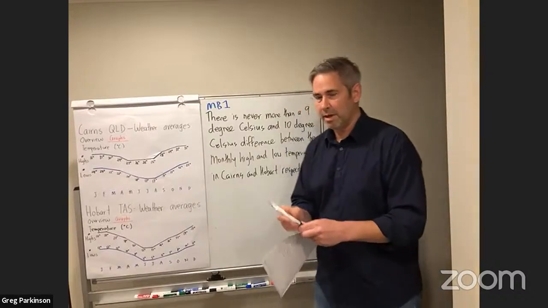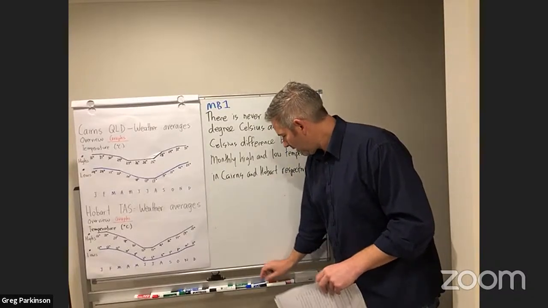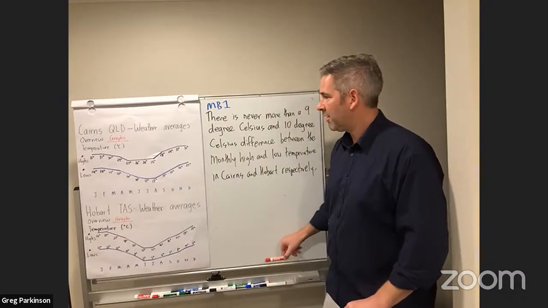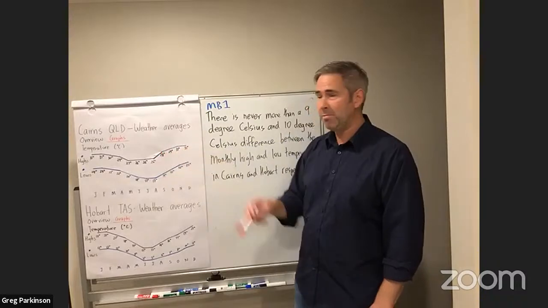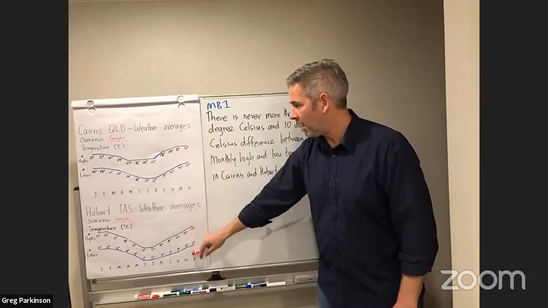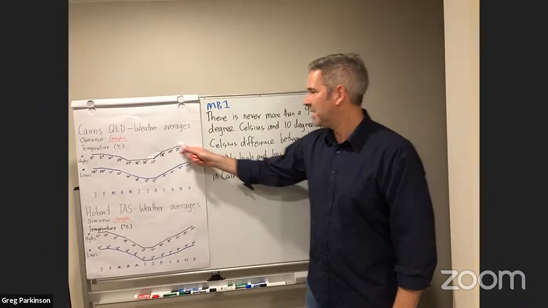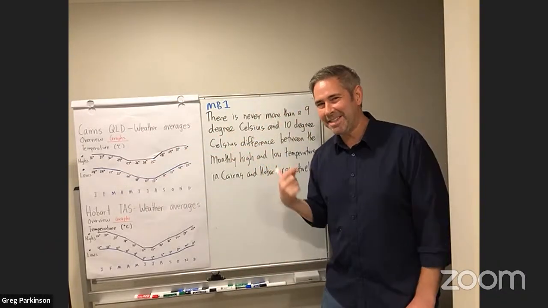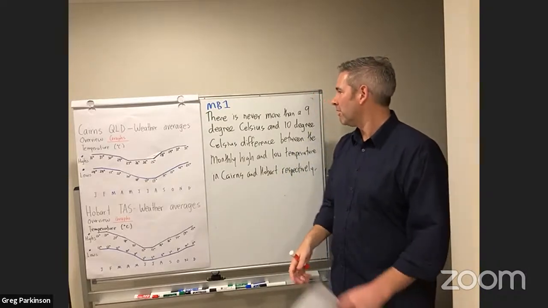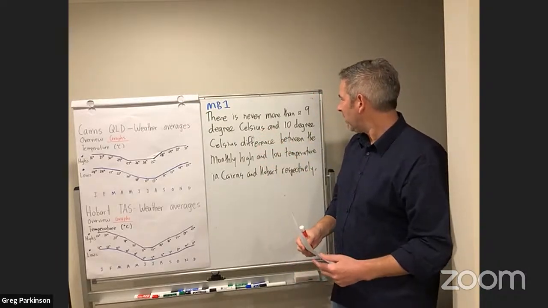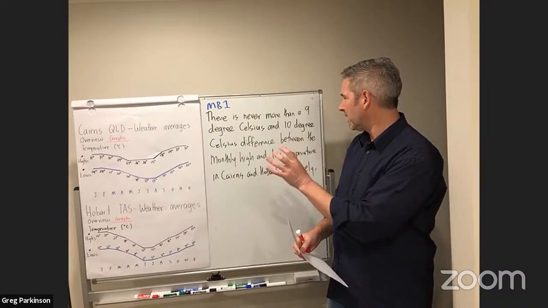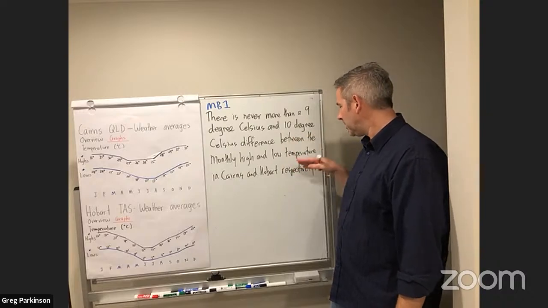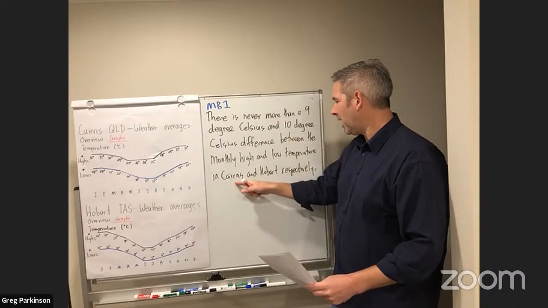Okay, let me stop there. So, as I mentioned in my overview, the first thing that I'm going to look at is the fact that the variation between high and low in Cairns and Hobart is very similar. We can see that in the lines. So I paraphrase that idea and just start adding in more detail, right? So as you can see, there is never more than a 9 degrees Celsius and 10 degrees Celsius difference between the monthly high and low temperature in Cairns and Hobart.